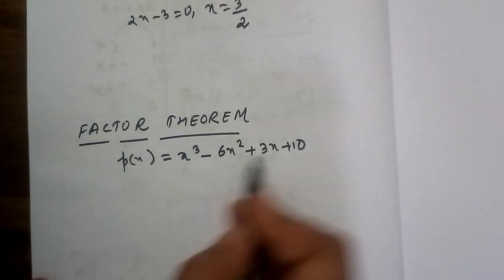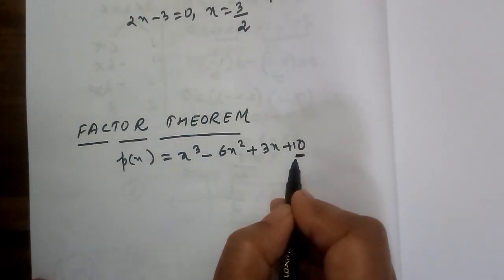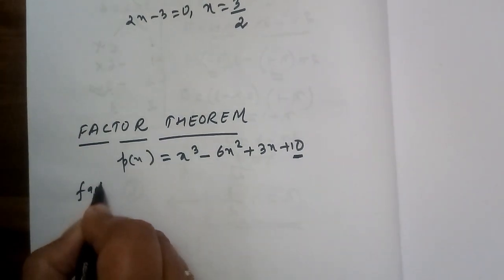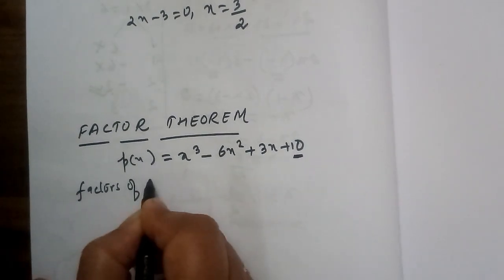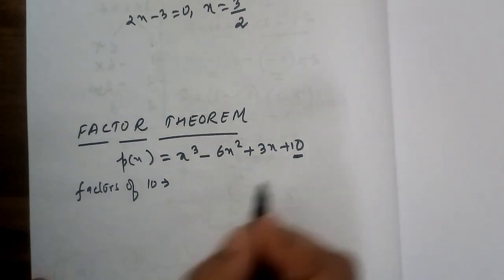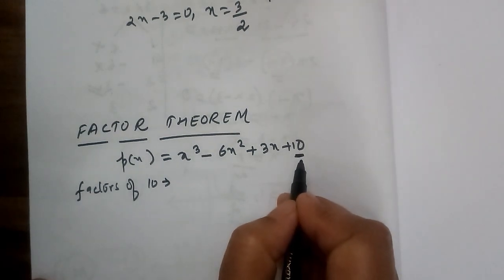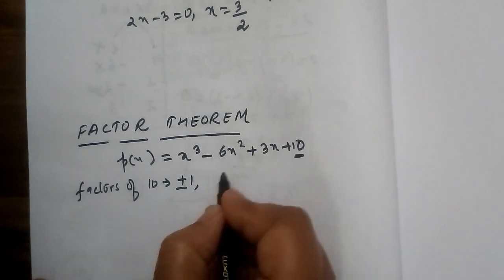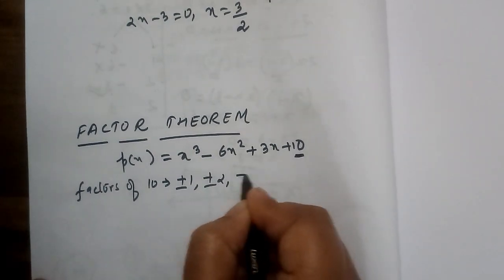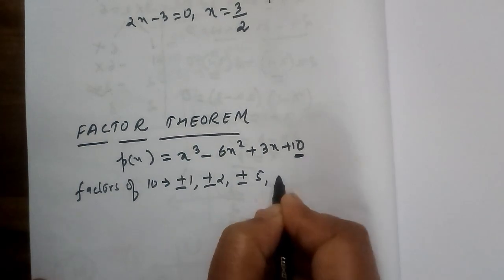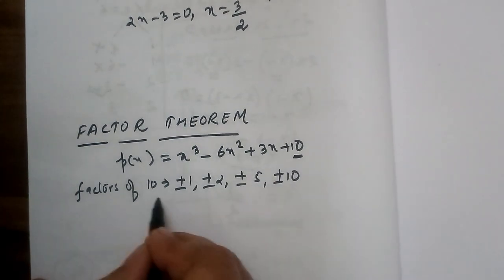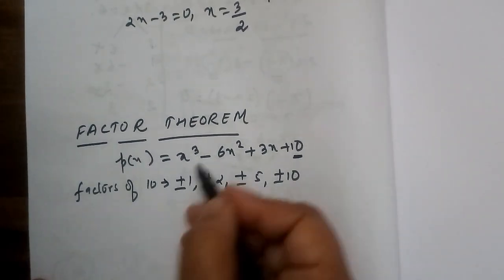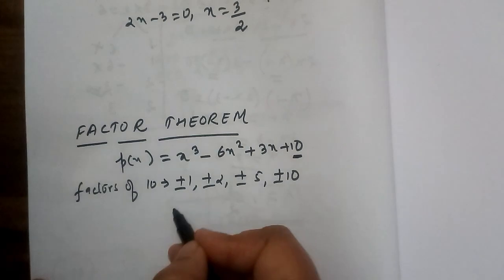After that, what I have to do? I have to take the constant term. When I say constant, it doesn't have any x multiplied to it. I write all the factors of 10. That means the first step is you write all the factors of this constant term. So 10 has factors as plus minus 1, plus minus 2, plus minus 5, and plus minus 10. What I mean by factors is that 10 is divisible by all these numbers 1, 2, 5 and 10, taking into consideration both the plus and the minus sign.